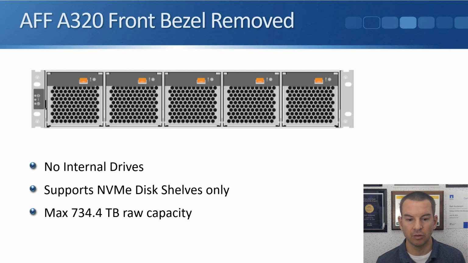So as well as the new platform coming out with ONTAP 9.6, at the same time, also external NVMe disk shelves were released as well, which are supported with the A320. So the A320 does not have any internal drives, and it supports only the external NVMe disk shelves. The A800, on the other hand, does have internal NVMe drives, and it also supports the external SAS shelves.